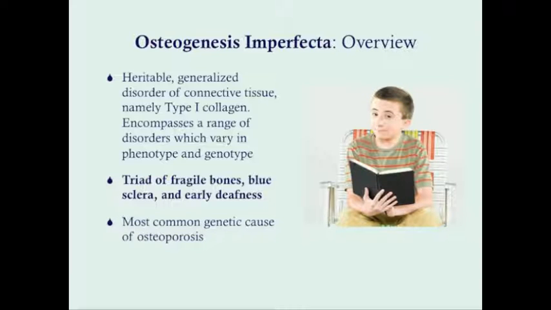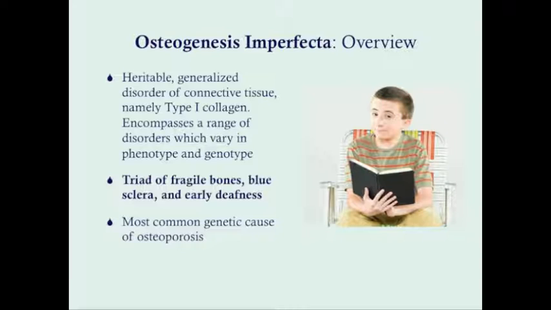This encompasses a range of disorders which vary in phenotype and genotype, and you can't necessarily look at the genetic mutation and know exactly how the patient is going to manifest. And so it's for that reason that primarily this is a clinical diagnosis as opposed to something like maybe Down syndrome or Fragile X syndrome, where you can really look at the mutation or the genetic abnormality and say, I know how this patient is going to present.